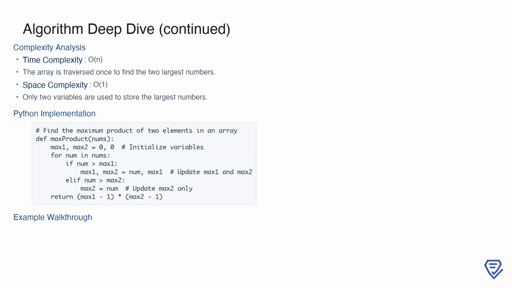Here's the Python implementation of the algorithm. We start by initializing max1 and max2 to 0. As we iterate through the array, we update these variables based on the rules we discussed earlier.